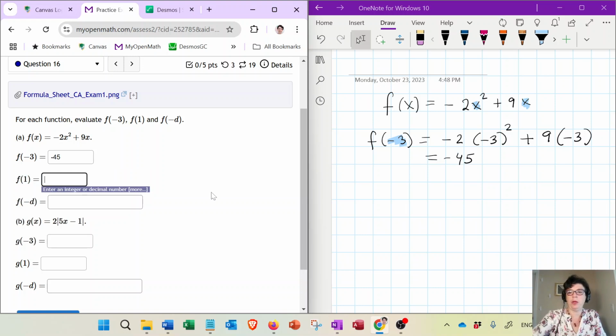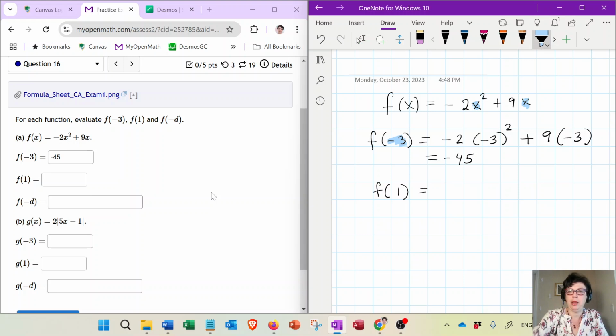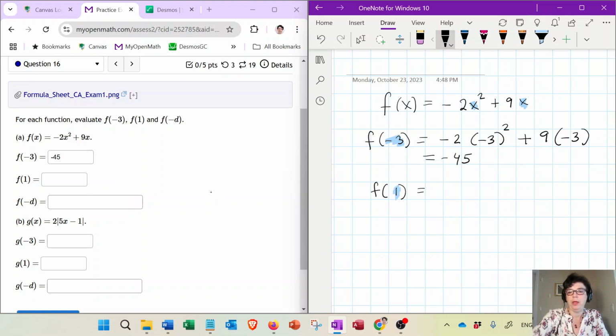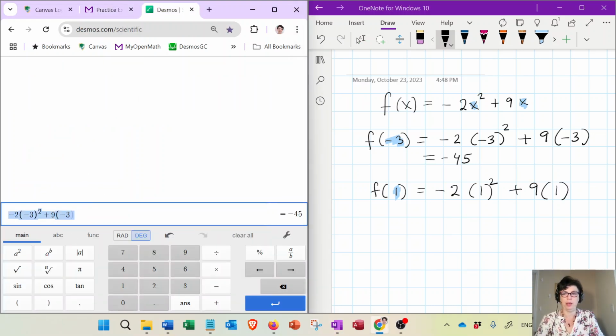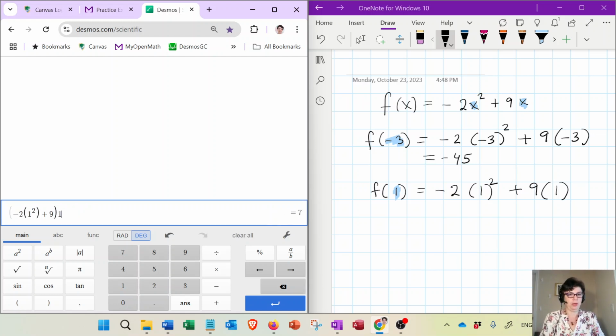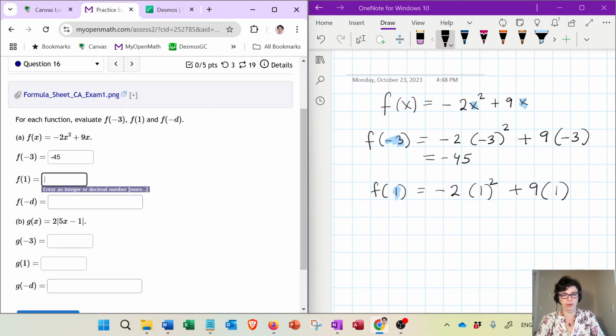Then I'm gonna compute f of 1. What that means is that I'm replacing x in the expression for my function with 1. And I do not really need to put parentheses, but I'll do it anyway, just so that you remember that every time you're replacing it, just put it in parentheses. There's not going to be any harm anyway. So this is going to be negative 2 times 1 squared plus 9 times 1. That's 7. Okay, so that will go 7 right here.